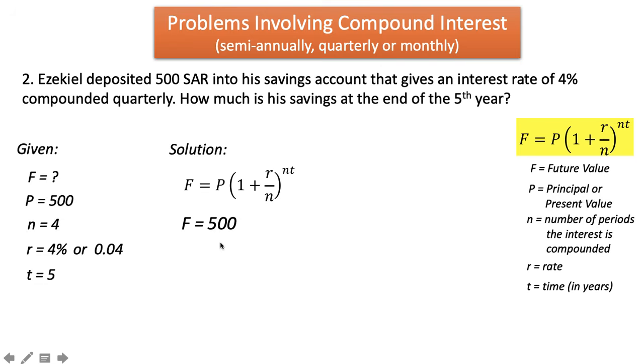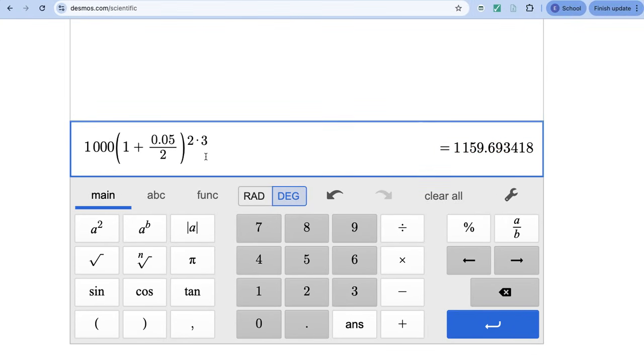Our principal is 500. Write down 1. Our R is 0.04. Our N is 4 because that is every 3 months, quarterly. Then our T here is 5. So from here again, we're going to use a calculator to solve it. So 500, then 0.04, since it is quarterly, so 4 times a year for 5 years.